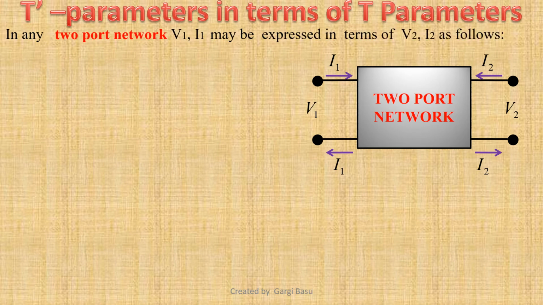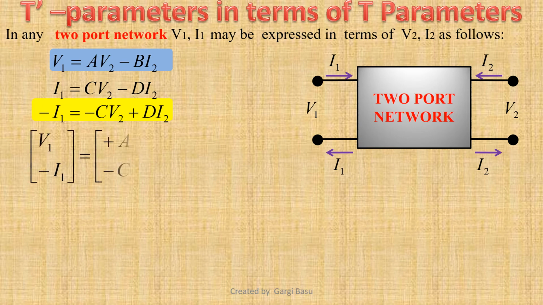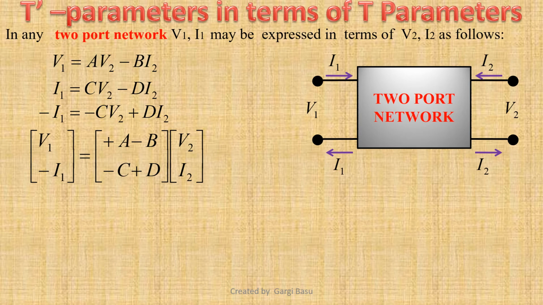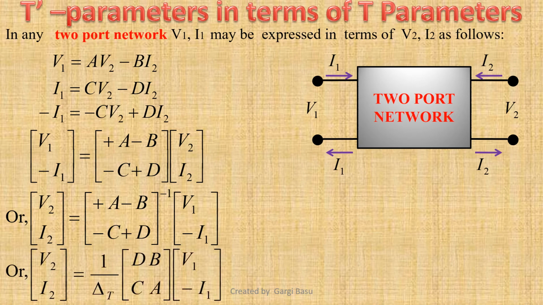The linear equations used in this case are V1 equals AV2 minus BI2 and I1 equals CV2 minus DI2. Multiplying the second equation with minus 1, we get minus I1 equals minus CV2 plus DI2. The first and third equation may be written in matrix form as follows. Matrix of V1 minus I1 equals matrix of A minus B minus C D into matrix of V2 I2, or matrix of V2 I2 equals inverse matrix of A minus B minus C D into matrix of V1 minus I1, or matrix of V2 I2 equals 1 upon delta T into matrix of D B C A into matrix of V1 minus I1, where delta T equals AD minus BC.